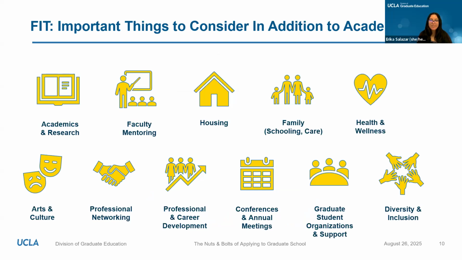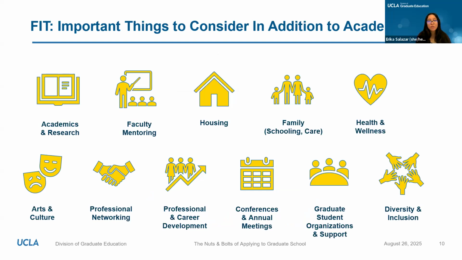So when thinking about fit, there are important things to consider besides academics or in addition to academics. So academics and research is very important at these institutions, so you definitely want to look into that. But faculty mentoring is also very important. As a graduate student, you will be interacting quite frequently with faculty. So what type of faculty mentorship do they offer at that institution?